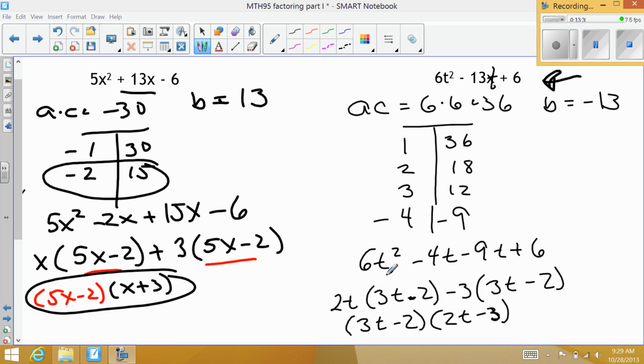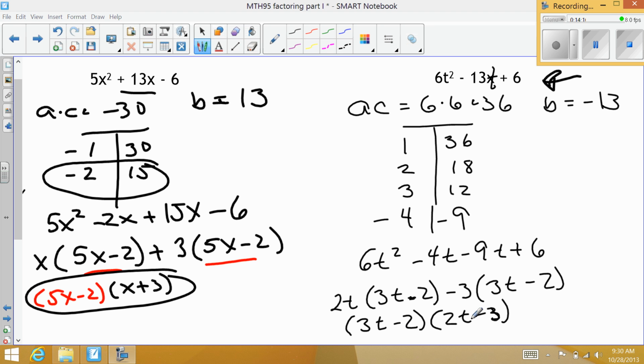So expanding, I then have 6t squared, the subtract 13t becomes a subtract 4t, subtract 9t plus 6. Doing my grouping, I took a 2t out of the first pair. And a little tricky here, I took a negative 3 out of the second pair. That way I ended up with a positive 3t and a subtract 2, because again, I want to have matching factors. If I'd factored out a positive 3, then the signs would be wrong on the second pair. So with the subtract 3, I get the common factor 3t subtract 2, leaving behind 2t subtract 3.